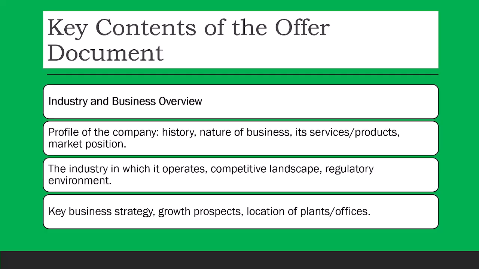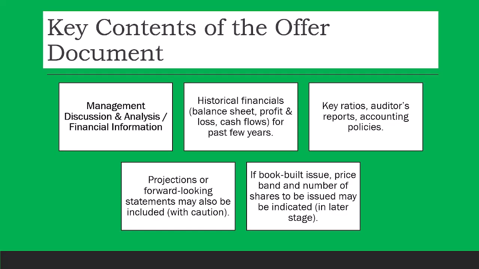Industry and business overview. Profile of the company, history, nature of business, its services or products, market position, the industry in which it operates, competitive landscape, regulatory environment, key business strategy, growth prospects, location of plants or offices. So they have to mention all this information about the industry and the business overview. Okay, fine. So I'm not going into that. It is all self-explanatory. Okay, read further.